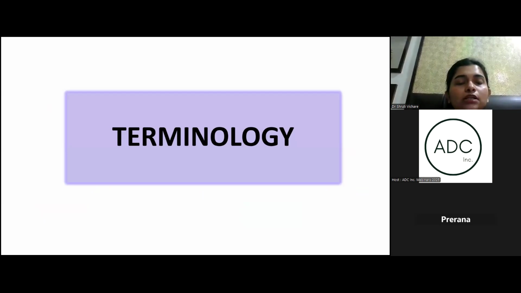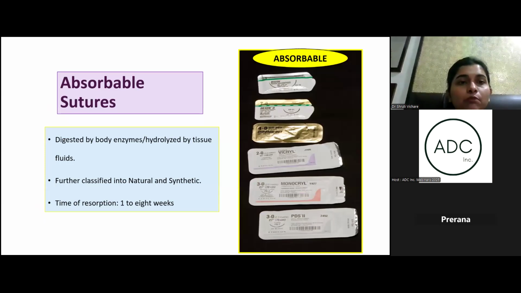Now we will get acquainted with the terminology that is associated with sutures, which, despite being easy, is sometimes a little confusing for clinicians and students. So let's start with the terminology one by one. First, coming to absorbable sutures. Absorbable sutures, as the name suggests, are also called resorbable sutures.